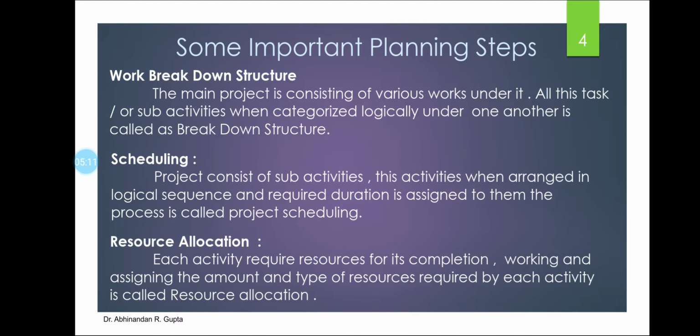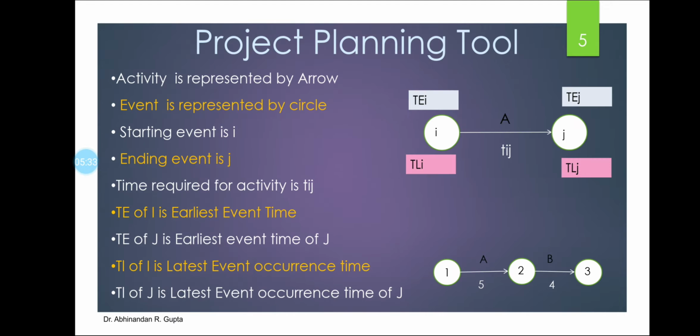Now again, there are 4 types of resources majorly. One is man, another is material, third is money, and fourth is machine. So for conducting each and every activity, you need to find out what the various types of resources are that will be required. That is called the process of resource allocation.